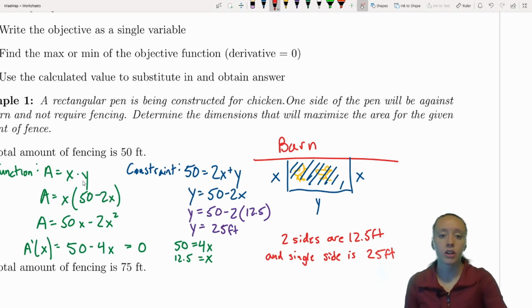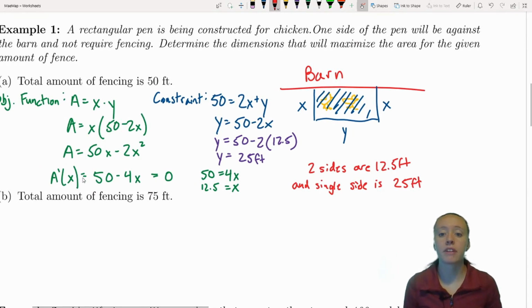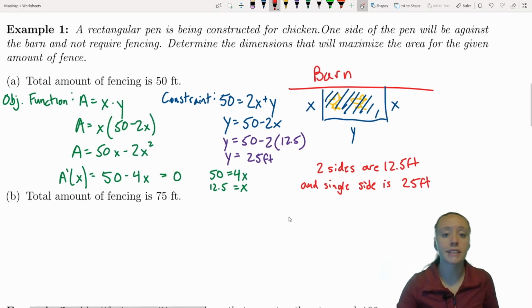So we're going to do the same exact problem, except now our total amount of fencing is 75 feet. Our objective function isn't going to change, just our constraint. So the process remains the same.